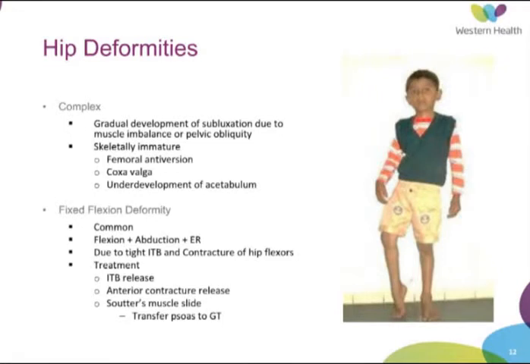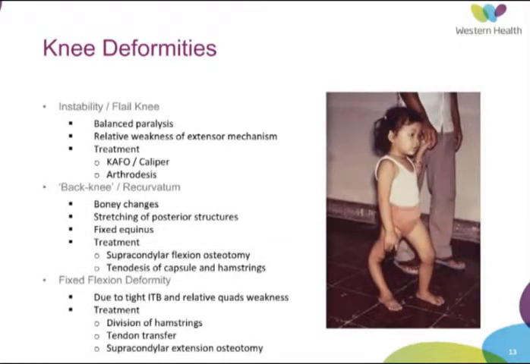In terms of knee deformities, there's a few things that can occur. There is well-described instability or the flail knee, and this results, as we said earlier, from balance paralysis and weakness of the extensor mechanism. So these are generally treated with knee ankle foot orthoses or calipers or arthrodeses. One of the typical presentations is this back knee appearance that this young girl has. And this is an adaptive posture following quads weakness, whereby hyperextending the knee allows that locking. Over time, this stretches out the posterior structures and develops a fixed equinus in the foot in order to get that relative plantigrade.